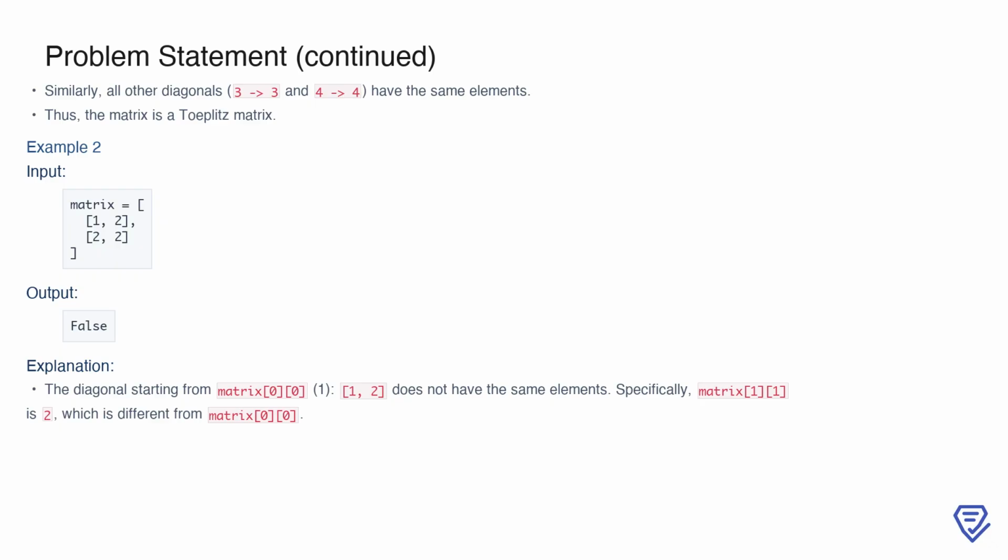Let's consider a different example: 1, 2, 2, 2. Here, the diagonal starting from the top left corner gives the elements 1, 2, which are not the same. Specifically, the element matrix[1][1] is 2, which differs from the starting element matrix[0][0]. This inconsistency means the matrix is not a Toeplitz matrix, so the output should be false.